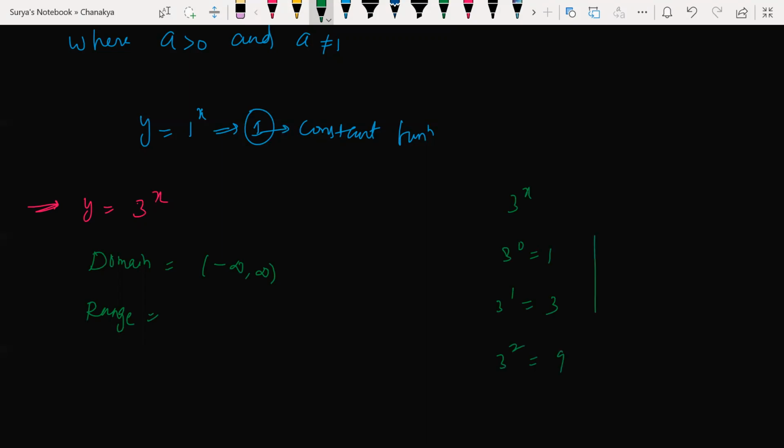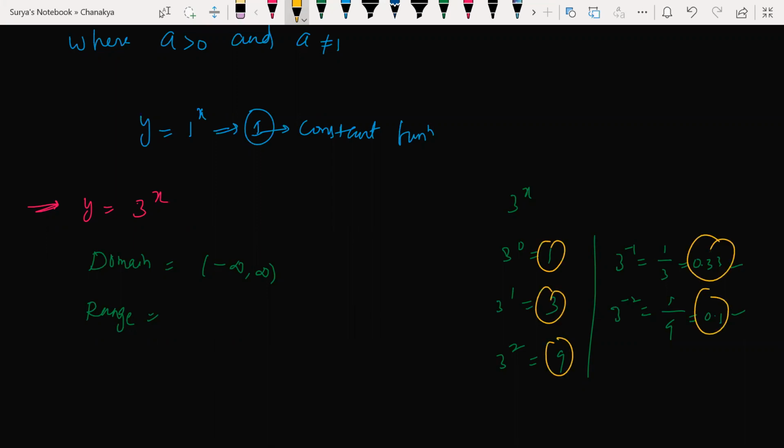Similarly, substitute negative values. 3 to the power of minus 1, I'm going to get 1 by 3, which comes around 0.33 something. 3 to the power of minus 2, 1 by 9 is somewhere 0.1 something. So look at this, even if I substitute negative values, I'm getting some answer. Whatever you wish to substitute, you will definitely get some value. So I can substitute any value in place of x, which means my domain is going to be from minus infinity to infinity, or I simply say this as capital R, all real numbers. What is the range here?